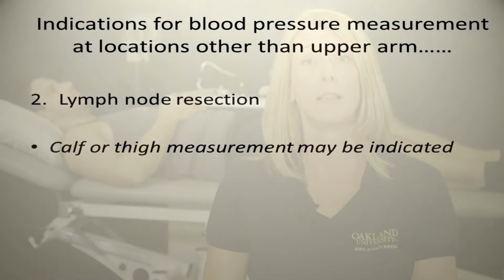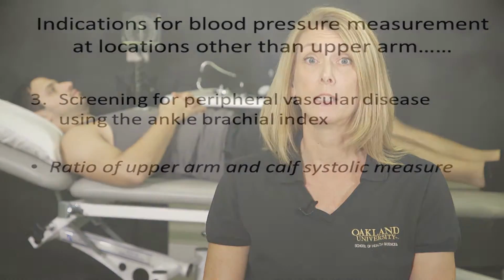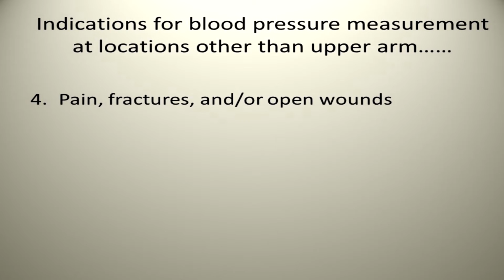Or, measurement in the upper extremity may be relatively contraindicated in an individual who has undergone lymph node resection, such as after a double breast mastectomy. In this case, a calf or thigh measurement would be indicated. Or, perhaps the therapist is screening for peripheral vascular disease using an ankle brachial index. This calls for obtaining a ratio of the upper arm to calf systolic measurements and would require measurement at both locations. Finally, pain, fractures, and/or open wounds may necessitate modification in measurement location.